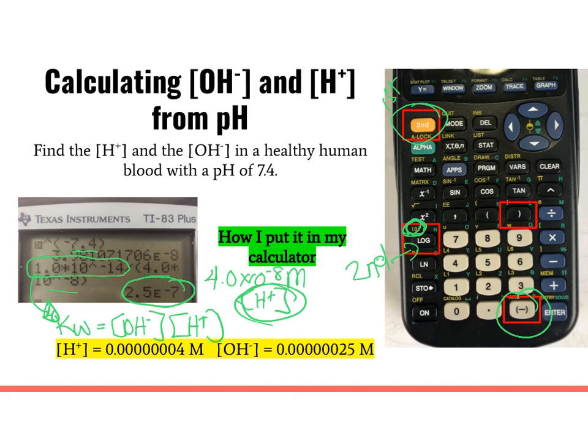So you could give me answers as 4.0 times 10 to the negative 8th molar, or if your calculator spits it out as 0.00 with all these zeros and then the 4 molar, that's fine. With OH minus, you could have this value with all of your decimal places, or you could also have 2.5 times 10 to the negative 7th molar. So either of those are fine.